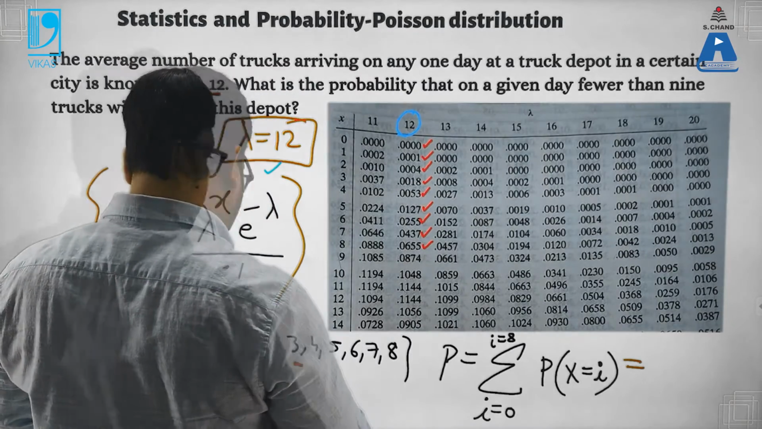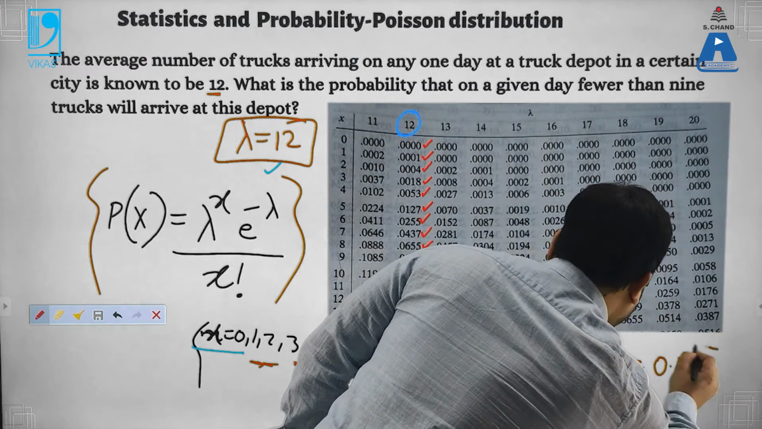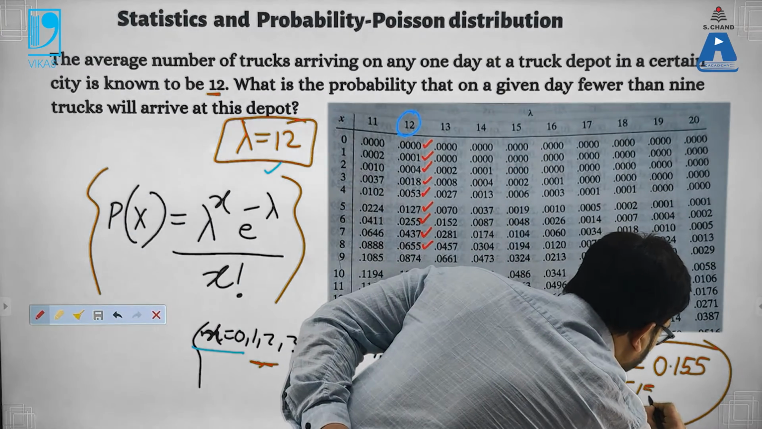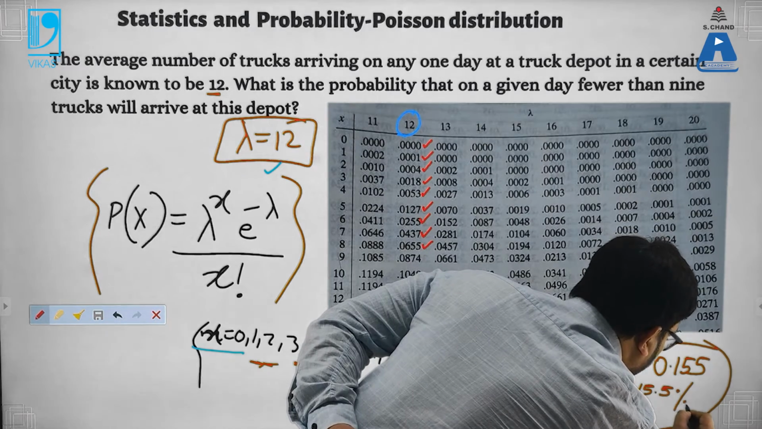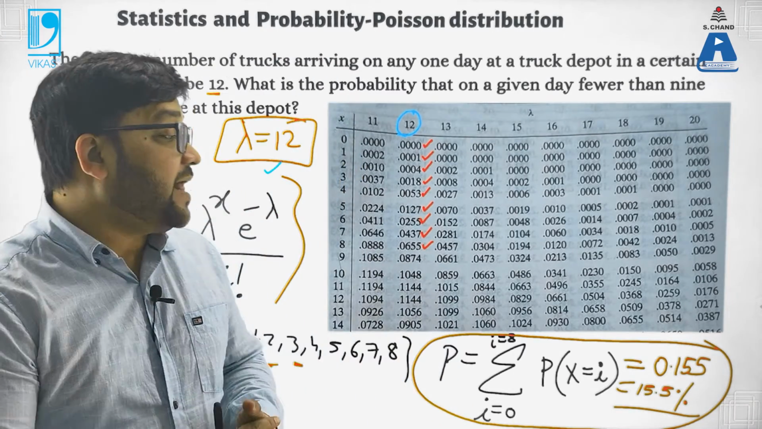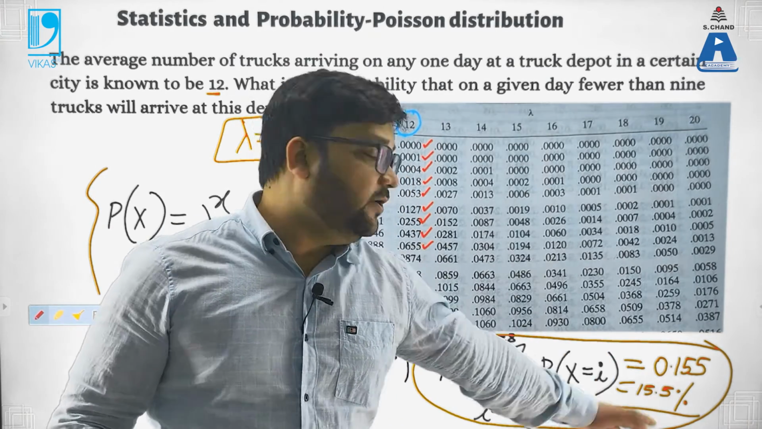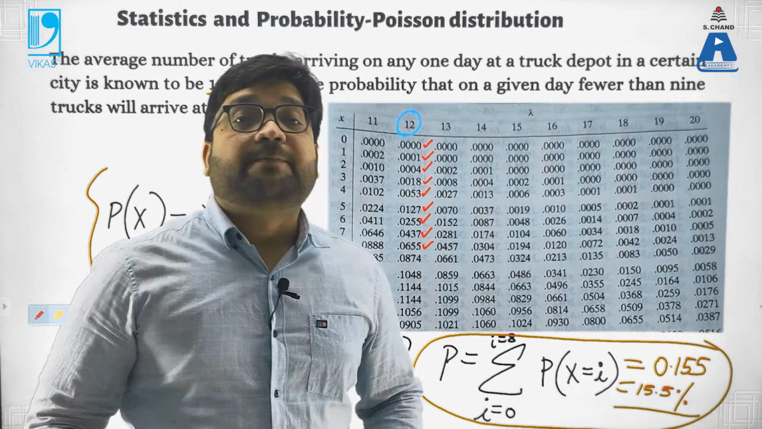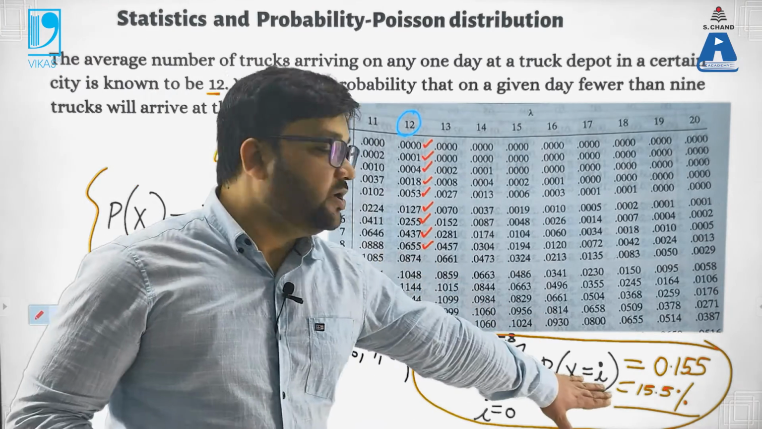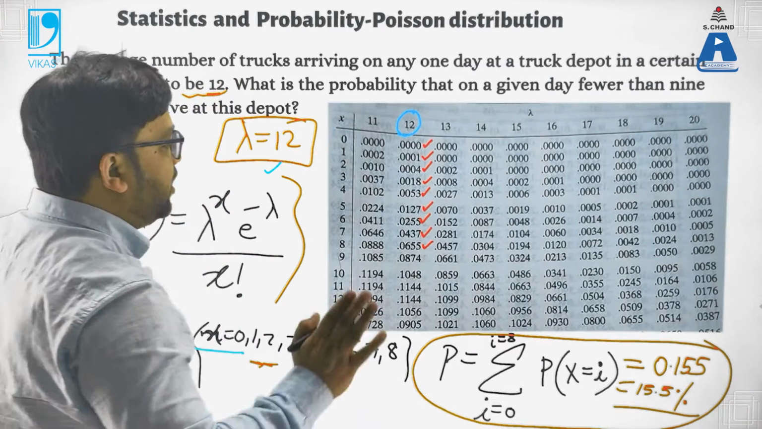So I'll sum these numbers up again. This comes out to be 0.155, or that is 15.5%. So I know that there is approximately 15.5, or you can say almost 16% or 15%, chance that fewer than 9 trucks will arrive, given that on an average 12 trucks arrive on a given day.